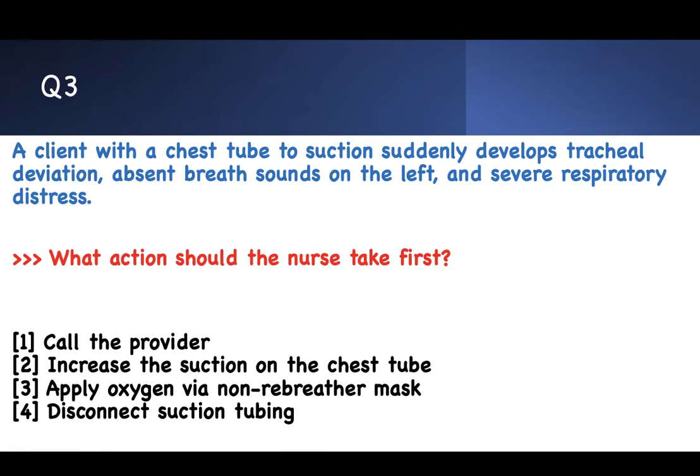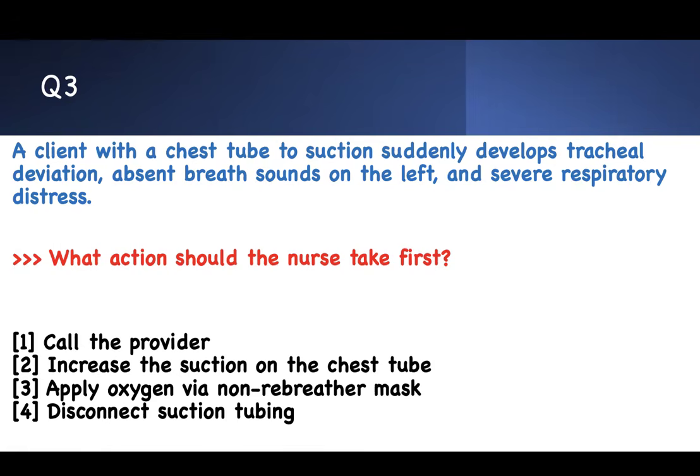Apply oxygen via non-rebreather. Give the patient oxygen. Disconnect suction tubing. You know it's a bad thing. You need a chest tube. It has developed tracheal deviation, absent breath sounds, and severe distress. Another way to tackle it, common sense tells you, I have a big problem. Critical thinking tells you, this is what? Tension pneumothorax. How do you treat tension pneumothorax? Needle decompression. You put a needle in the second intercostal space and withdraw all the air out.